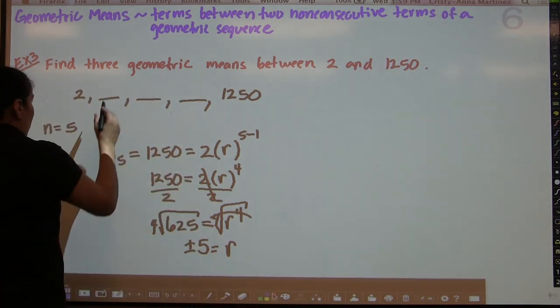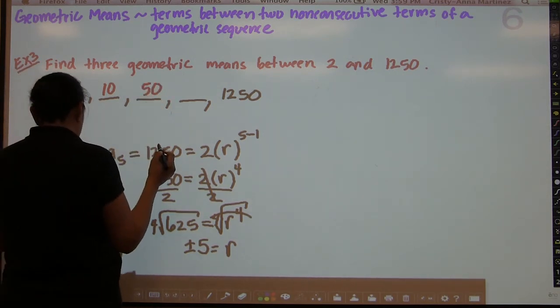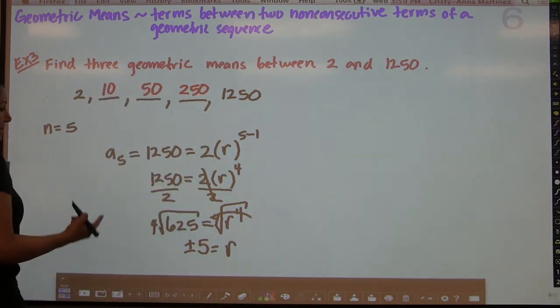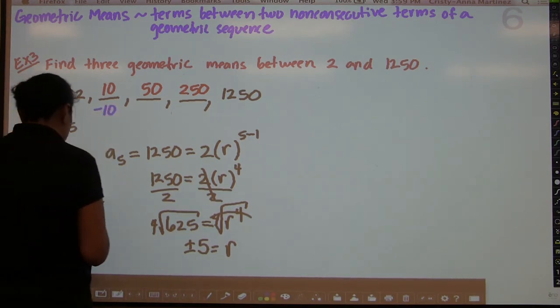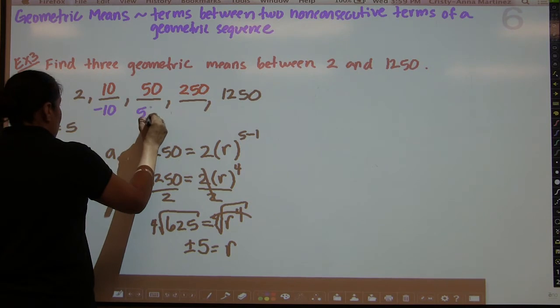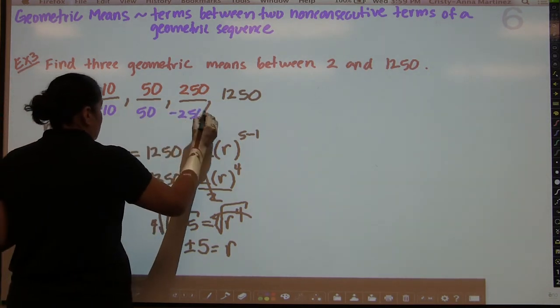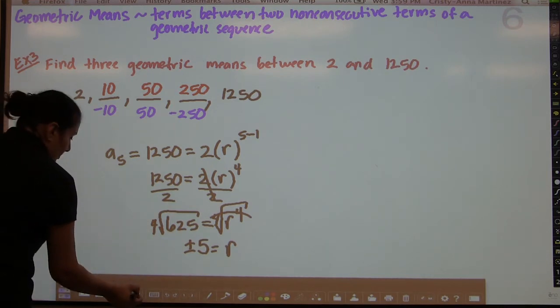We take 2 times 5, and that's 10. And 10 times 5 is 50. And 50 times 5 is 250. But also, if you took the negative 5, 2 times negative 5 is negative 10. And negative 10 times negative 5 is positive 50. And positive 50 times negative 5 is negative 250. So you have actually 2 options for this problem. It could be 10, 50, and 250, or it could be negative 10, positive 50, and negative 250.